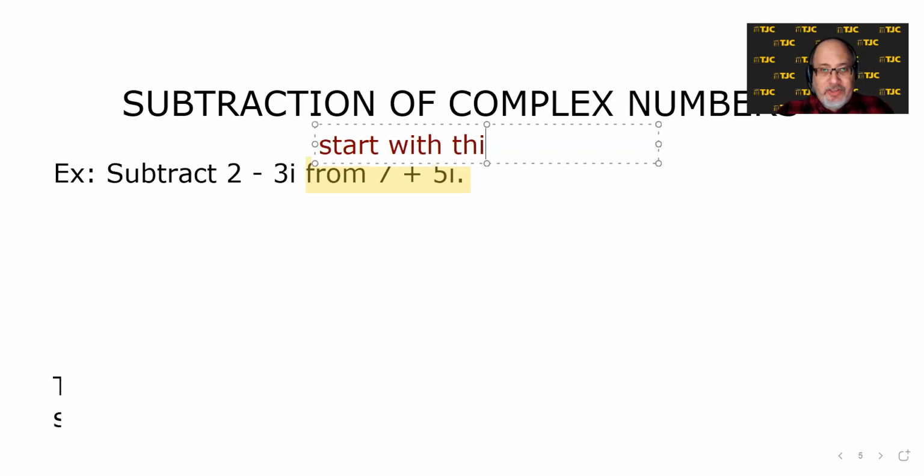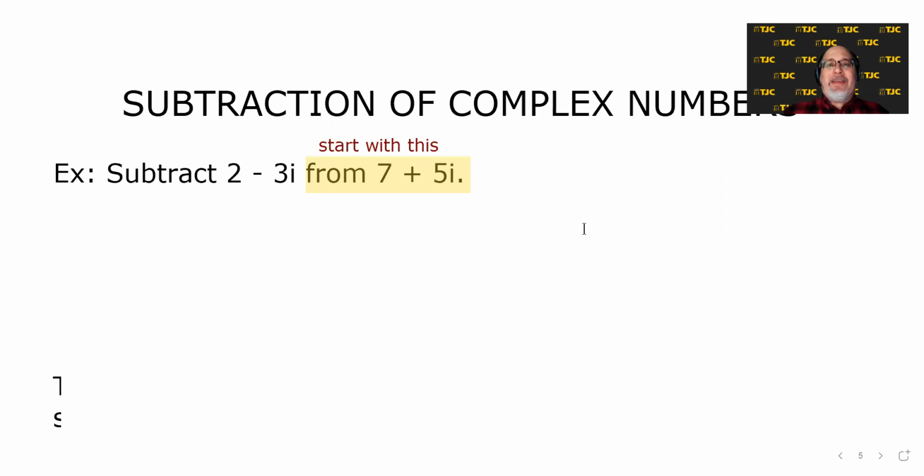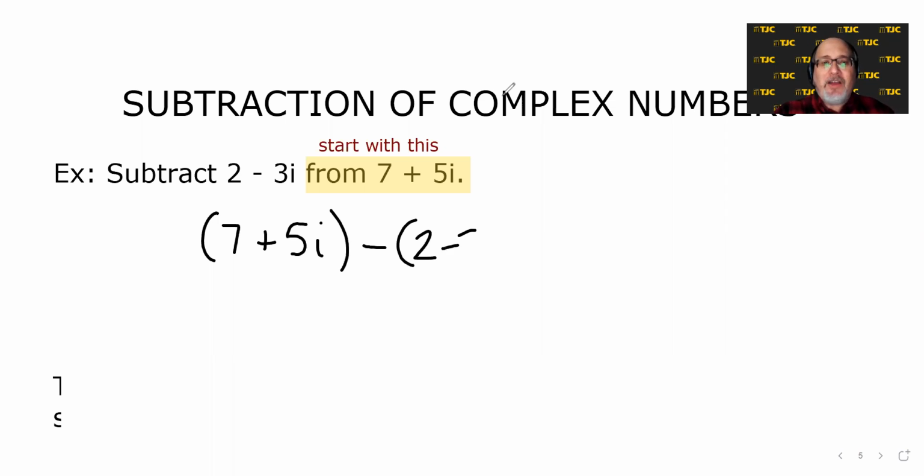Start with this. Let me take that font size down a notch. But anytime you have a subtraction problem in words, I want to subtract this from that. Whatever you're subtracting from is the number that you write first. So in this case, we're going to start with 7 plus 5i. And notice that I put parentheses in it. That was mainly for emphasis, but the next one won't be just for emphasis. From that, we're going to subtract the other one, which is 2 minus 3i.